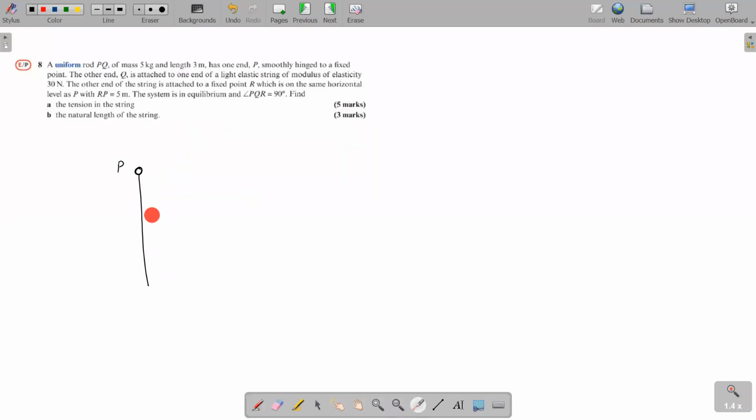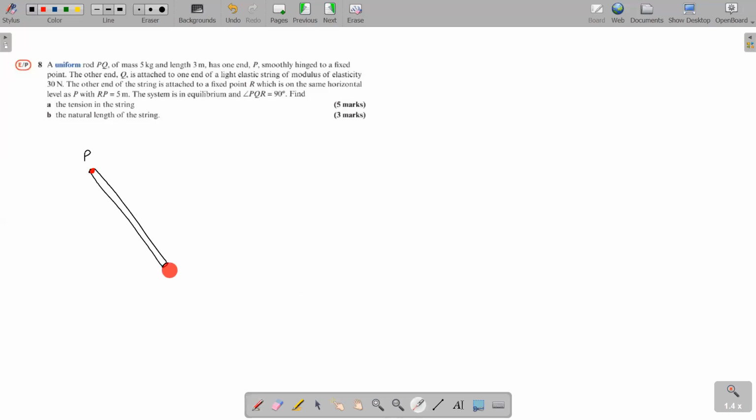So in order to create this angle, they are attaching the other end of the rod to the elastic string. So you need to see how the diagram works. This is the rod. It will be in an inclined angle like this, right? This end is hinged. This is end P. So how does it stay in this manner?